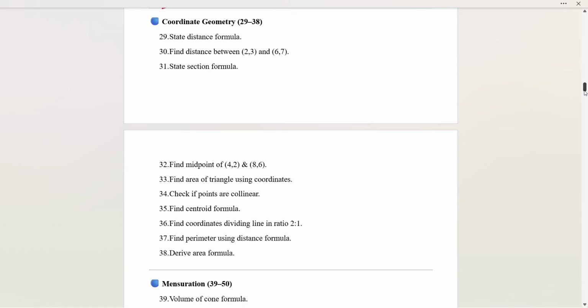Next is coordinate geometry. State the distance formula. Find the distance between two coordinates. They give you two points or coordinates, so you can use the distance formula and calculate the distance between them. Next, state the section formula.